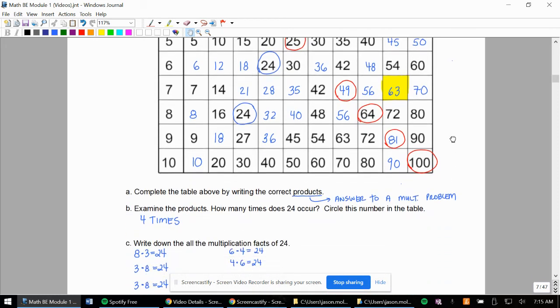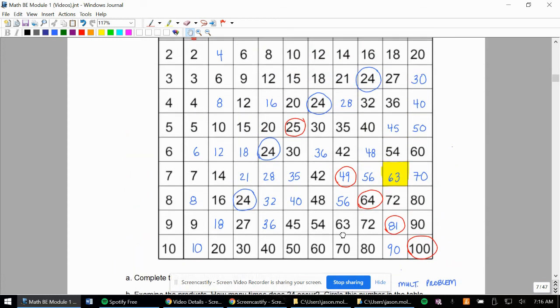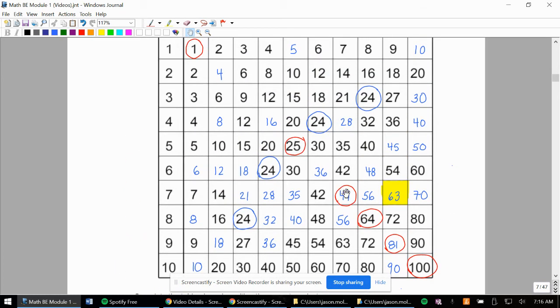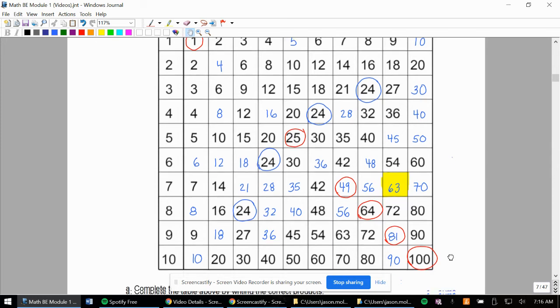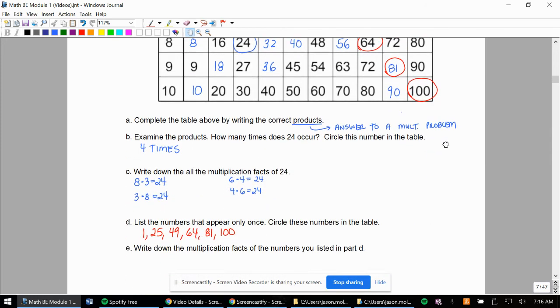All right. So let's list these out. They were on that diagonal, which is pretty cool. So we have 1, 25, 49, 64, 81, and 100. So we should have 6 numbers. Let's go back and double check that are circled. 1, 2, 3, 4, 5, 6 that were circled. It could have been in the same color, but for me it was in red.